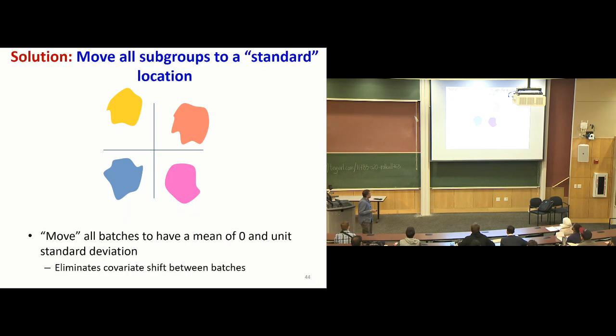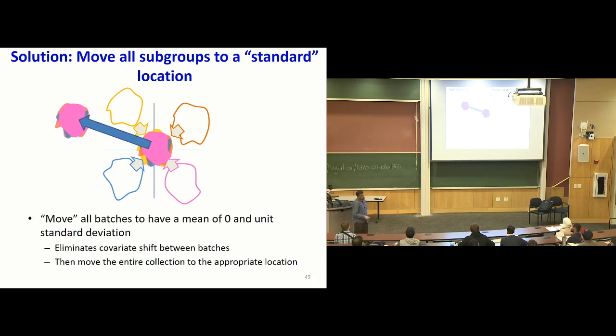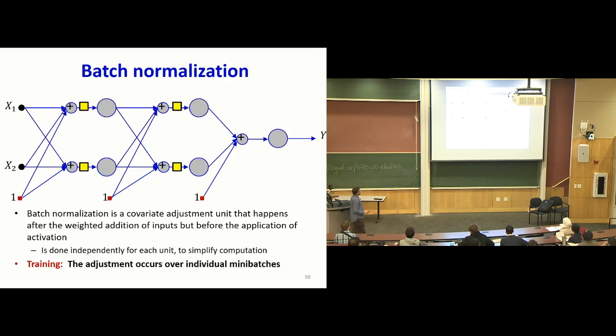So here's what we will do. We are going to start off by moving all of the mini batches to a standard location, zero mean and unit variance. And then we're going to move the entire pile to the location where we think they must be, where we believe the statistics would have lived if you had considered all the data all at once, right? The universal statistic. So you see what's happening over here, right? The covariate shift. So how would we do this?